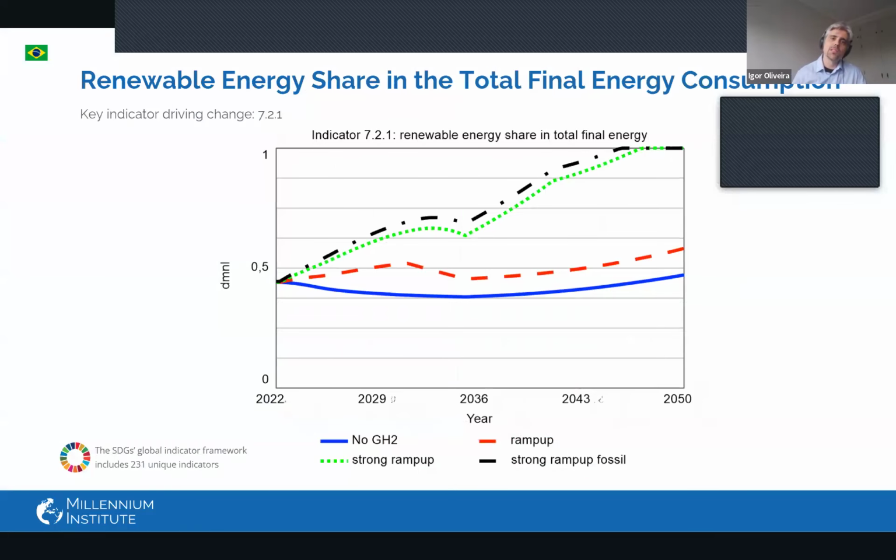And the single most important indicator that changes is indicator 7.2.1, which drives most of the change in the performance of SDG 7, right? Which is the renewable energy share in total final energy. This is measured against the target. So always when you see an SDG indicator performance, 1 means the target is fully achieved, 0 means it's not achieved at all, right?